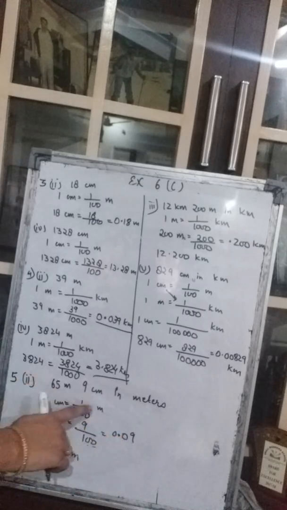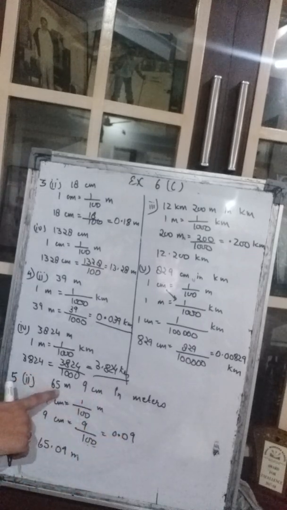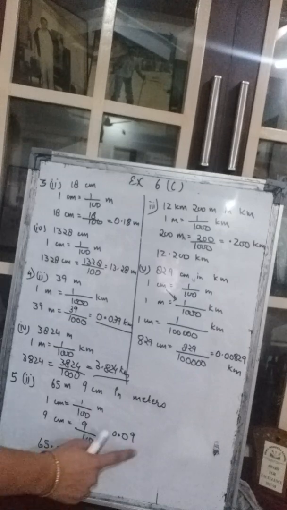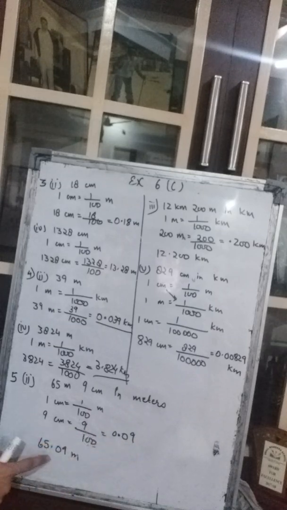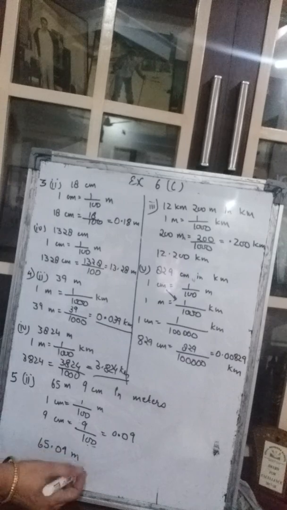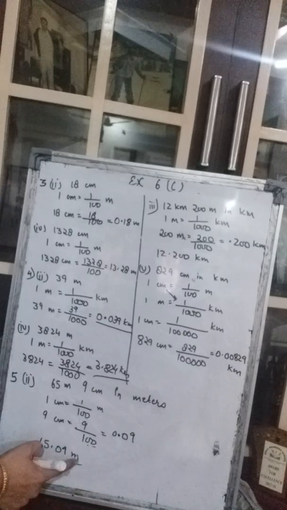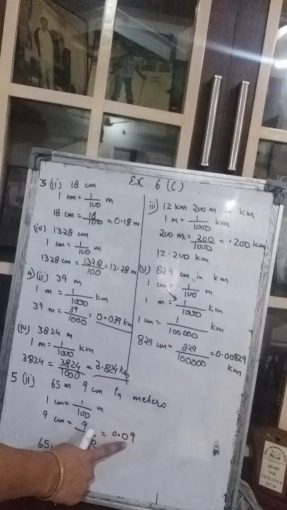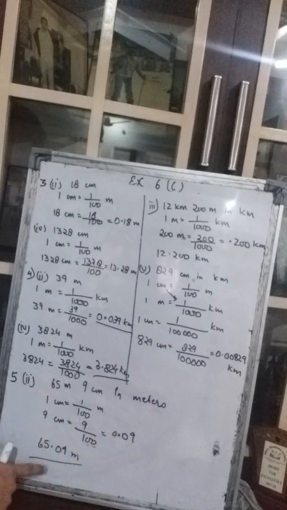Now collectively, how will we write? We will write 65 as it is, and we will take the decimal portion of this. So it will be 0.09 meters. We have converted into meters. This is not the answer, I am repeating it again. We have to write it collectively. So this is the answer.